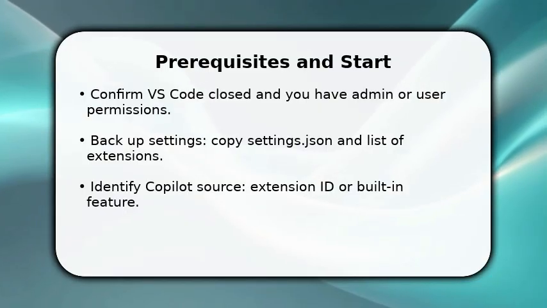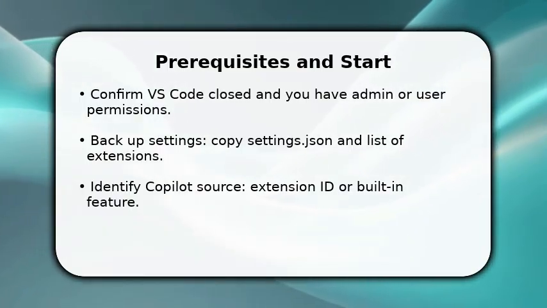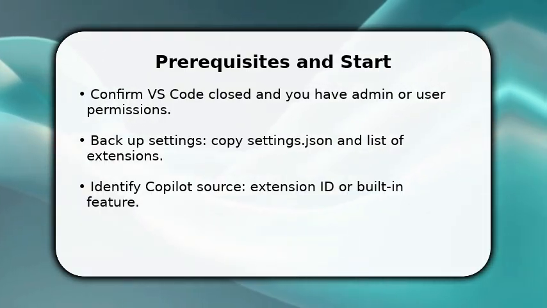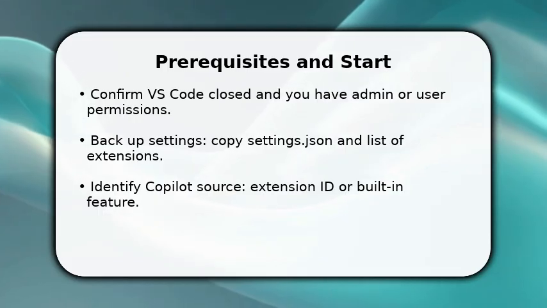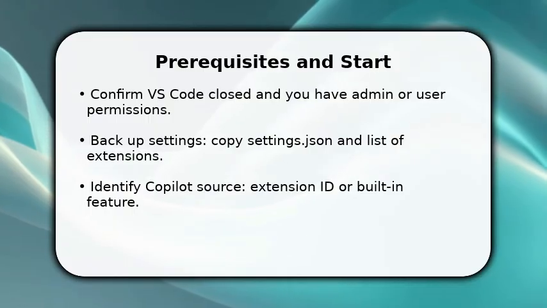You will begin by verifying prerequisites and taking a quick backup. Close Visual Studio Code, confirm you have the required permissions, and copy your settings.JSON and extension list. Once done, open VS Code and locate the Copilot extension by name or extension ID.